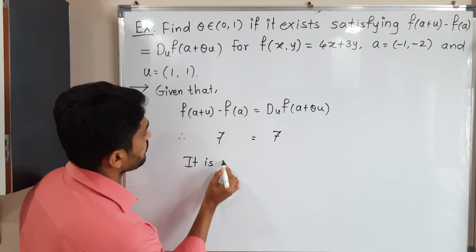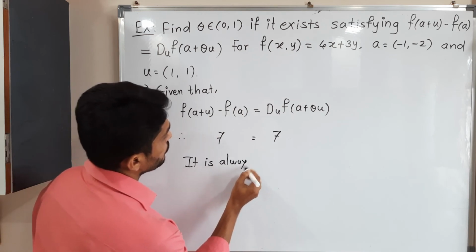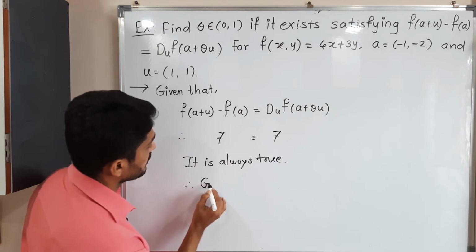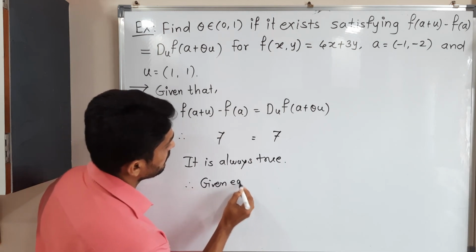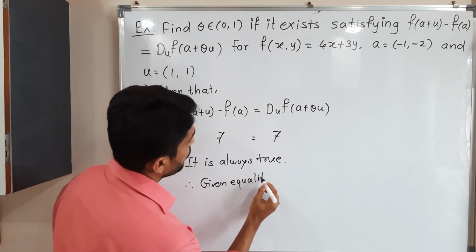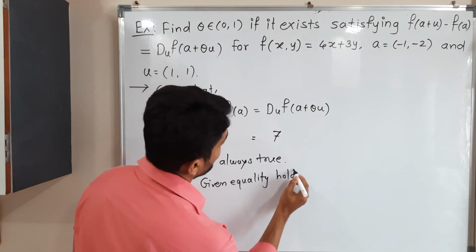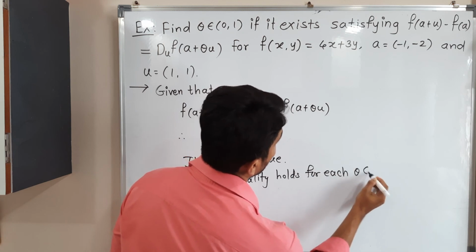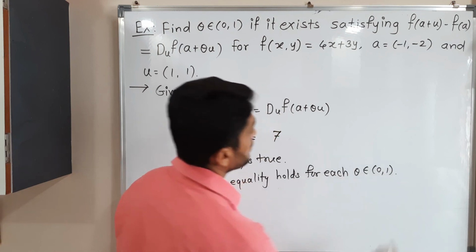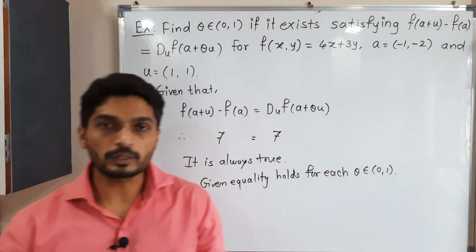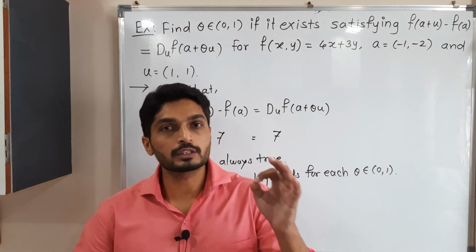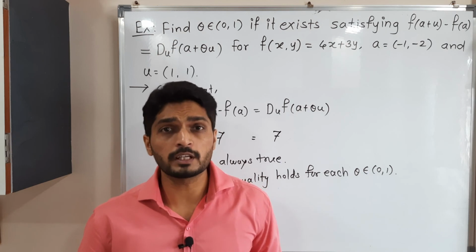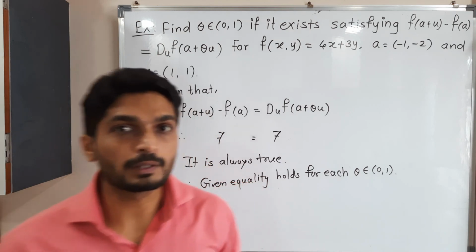It is always true. So that means, therefore, given equality holds for each theta belongs to open interval 0, 1. That means there is no any particular value of theta. It is true for theta is equal to 0.5, 0.6, 0.7, for each value of theta which lies in that interval, open interval 0, 1.